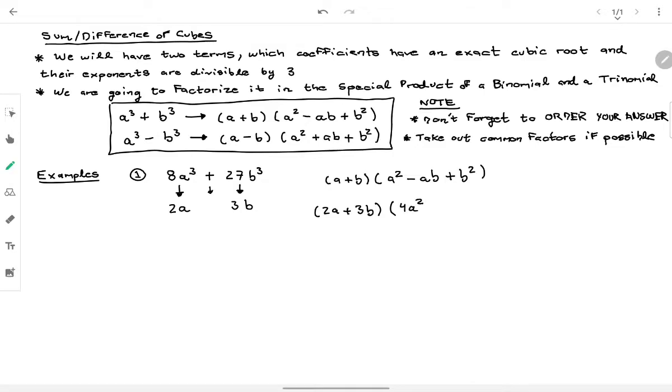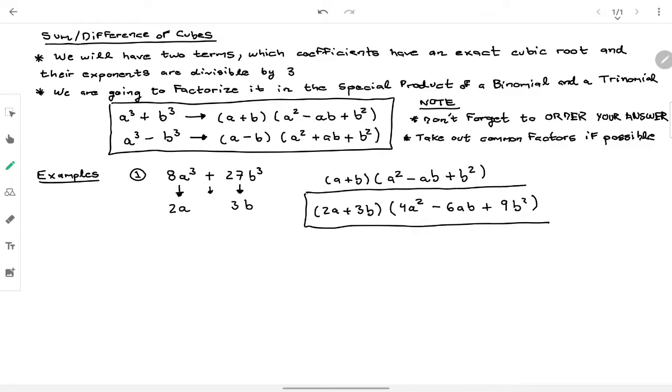And in the trinomial, it's going to be the first one squared, that is 4a squared, that is 2a squared. Then it's going to be minus the product of the two of them, that is 6ab, plus the square of the second term, that is 9b squared. And in this case, it's correctly ordered. We cannot take out anything from the parentheses, so that is going to be our final answer.